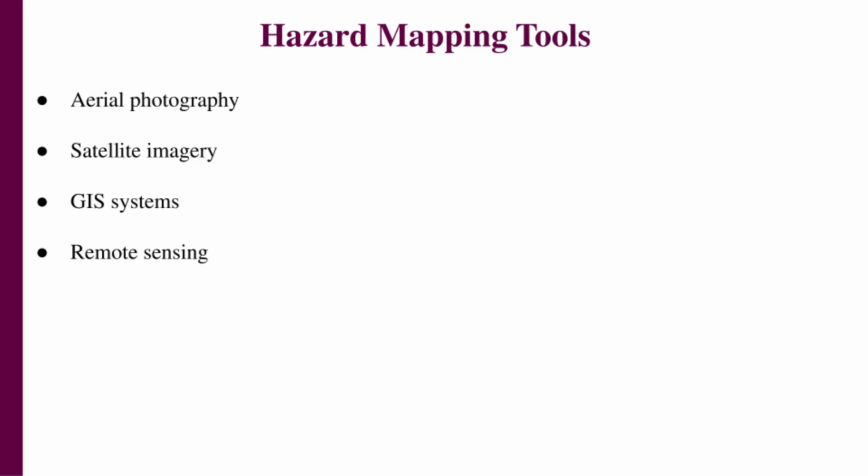To visualize and communicate these threats, we rely on hazard mapping tools. These tools leverage modern technology. World topography provides foundational elevation data. Satellite imagery gives us up-to-date, high-resolution visual confirmation. GIS systems, geographic information systems, are the analytical backbone, allowing us to layer different data sets like population density, flood zones, and infrastructure to identify overlaps.